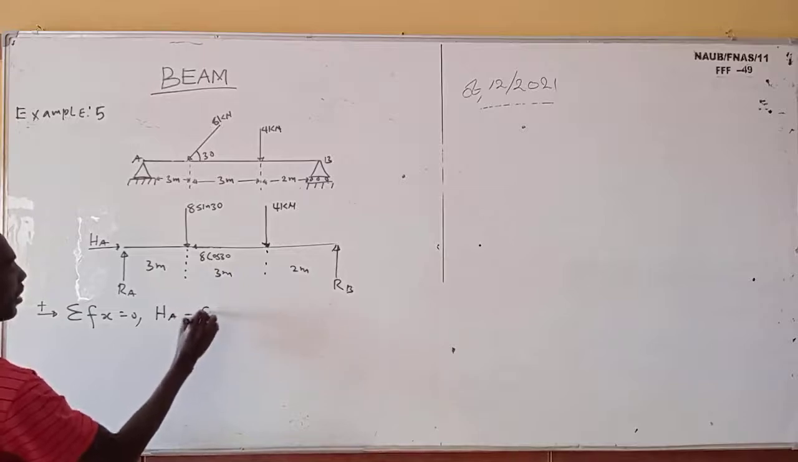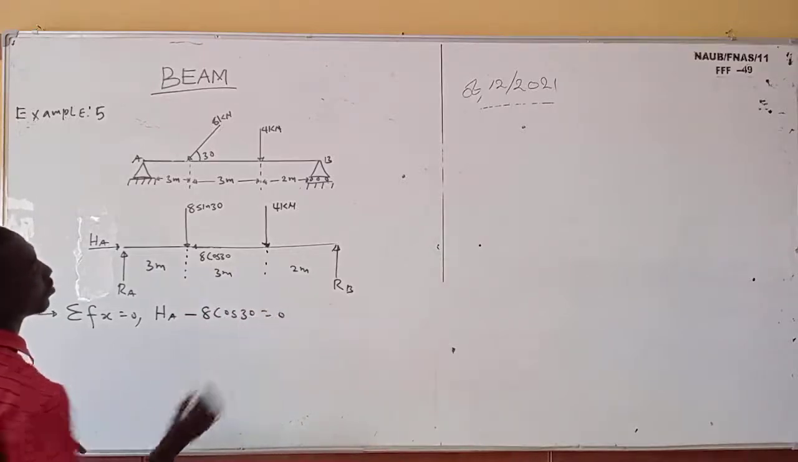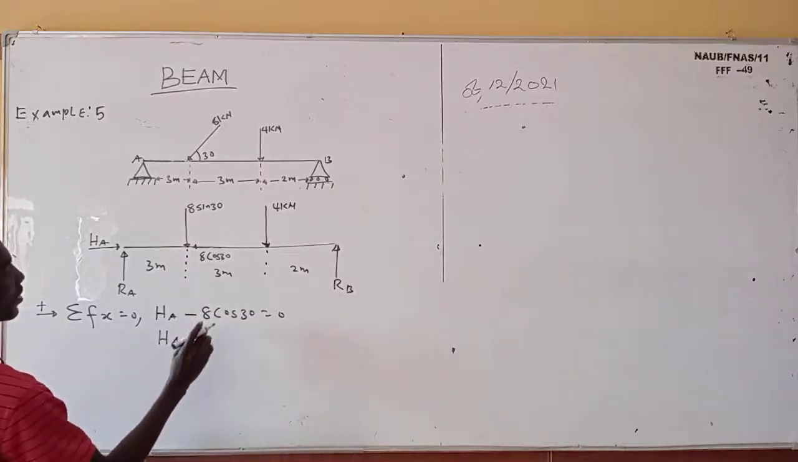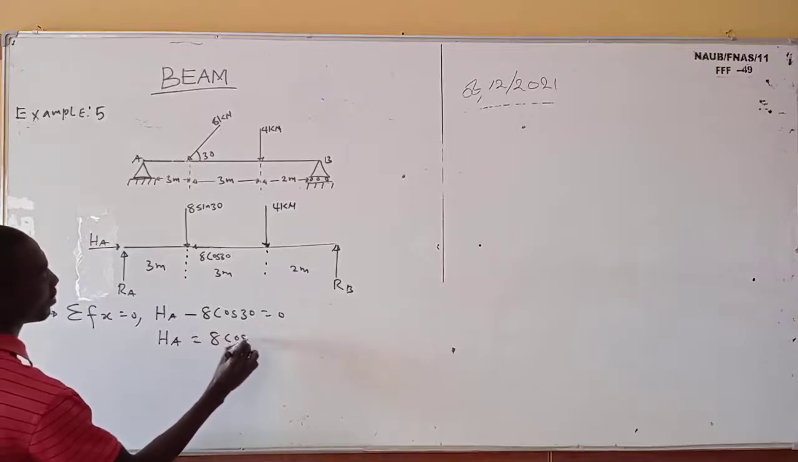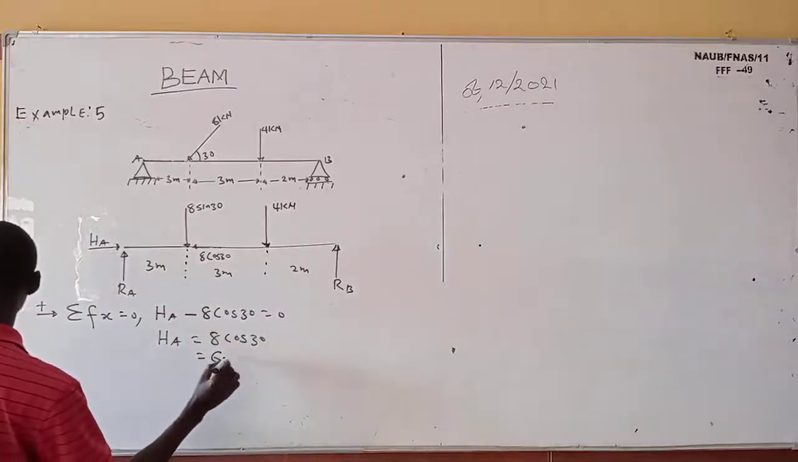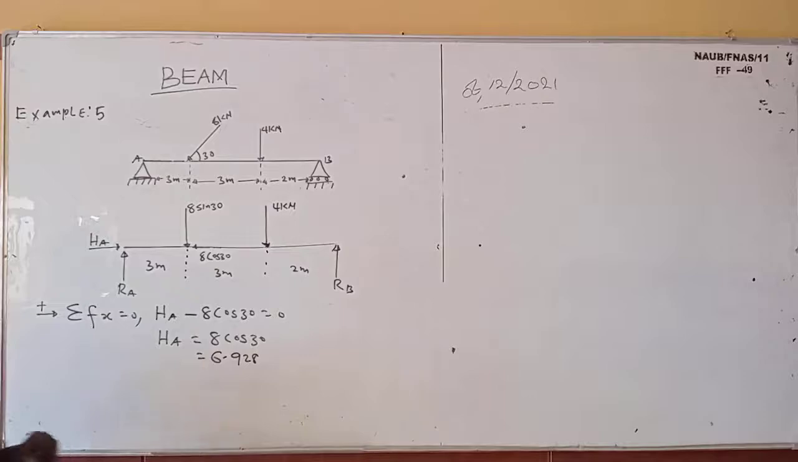So minus 8 cos 30, which is equals to 0. So our HA will be equals to 0 plus 8 cos 30, which is 8 cos 30. If you press this in your calculator, you are going to get 6.928, since I do not have my calculator here. Yes, 6.928. That's what you are going to get. Okay, so I'm sorry I'm not with my calculator, but I've already solved it.